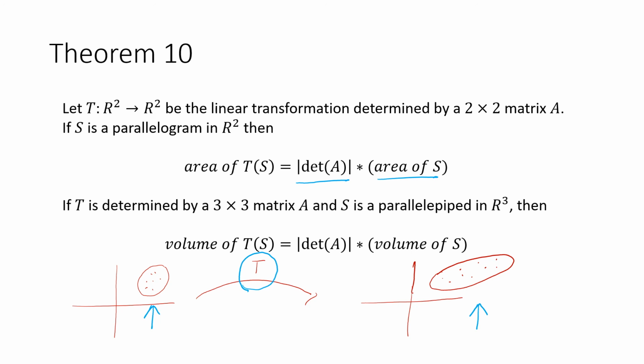When you're dealing in 3 dimensions, it's the same thing. When you transform something in 3 dimensions with a linear transformation, the volume you start with times the determinant gives you the volume you end with. So once again, determinants have this connection to a physical quantity of area or volume.